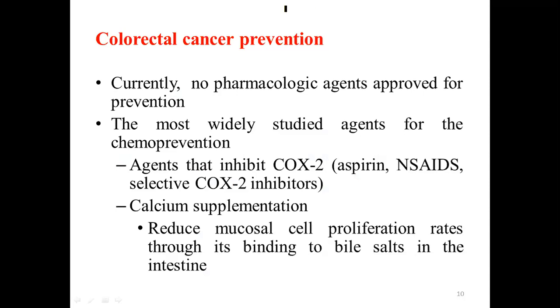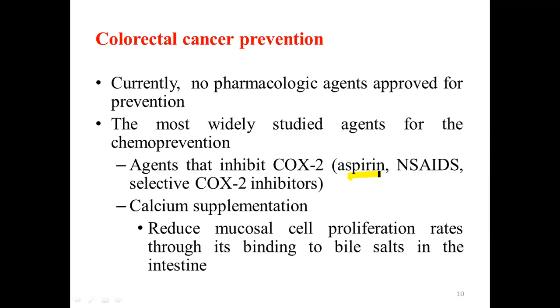Currently there is no pharmacological agent approved for prevention, but there are a lot of studies reporting the role of COX inhibitors that can reduce the risk of colorectal cancer. Aspirin, NSAIDs, and selective COX inhibitors do have some risk reduction for colorectal cancer. But what is very well studied is aspirin. So maybe if you are interested, read further. Aspirin really has a protective role in the prevention of colorectal cancer.